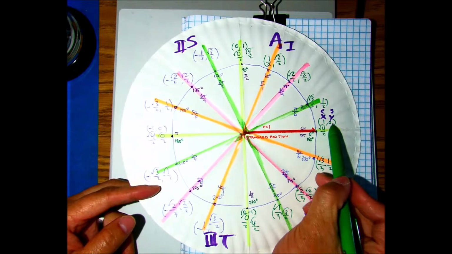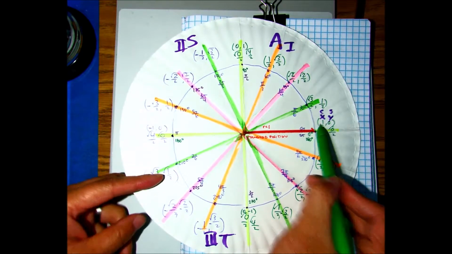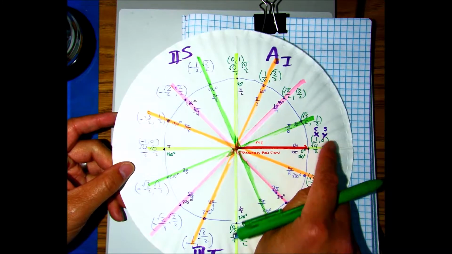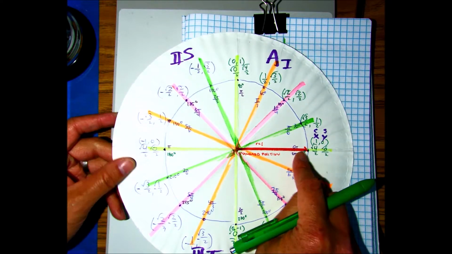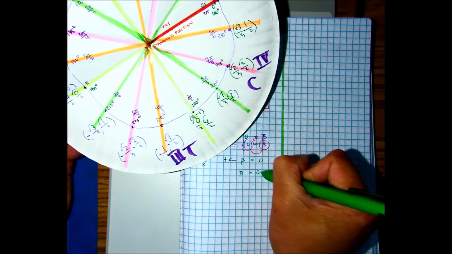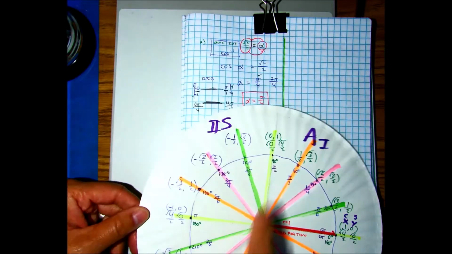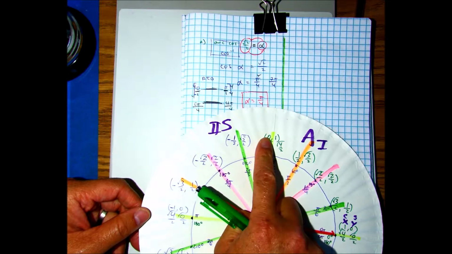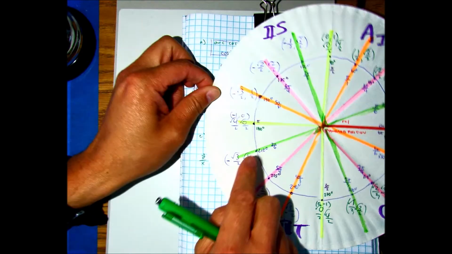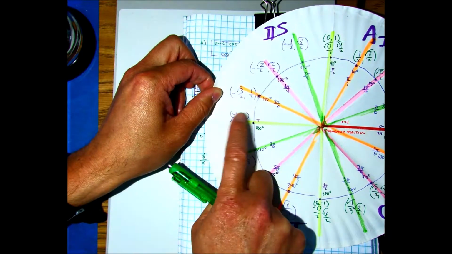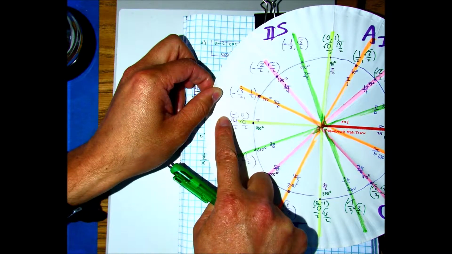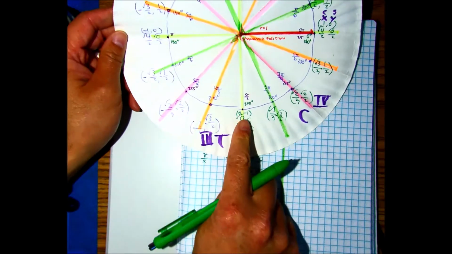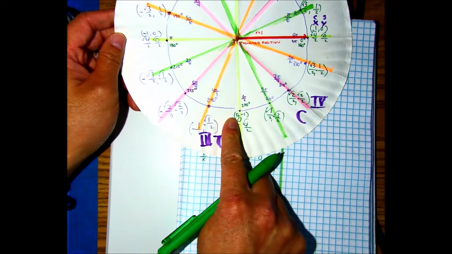Class, what's 0 divided by 1? 0. Does that make us happy here? Yes. So that would be 0 pi, or 0. Would this work? 1 divided by 0? No. 1 divided by 0 would be undefined. How about here? 0 divided by negative 1? 0. Yes. Negative 1 divided by 0? No.